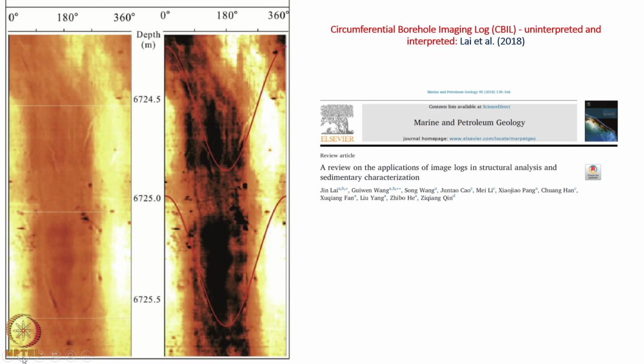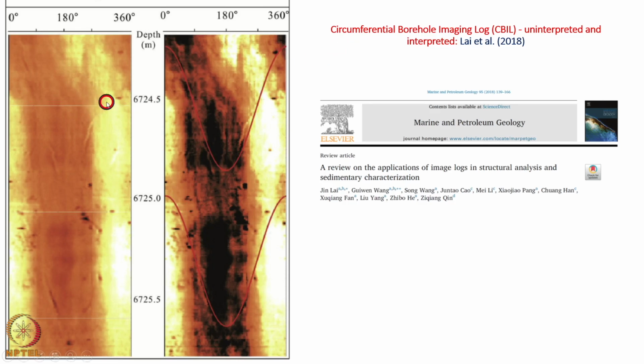Okay. So, here is a real image log being demonstrated. This one is the example of an uninterpreted image, or what we can call the static image, and the right hand side one is an example of the dynamic image. I have taken these examples and the sedimentary facies definition from the research paper by Lai and others from the Marine and Petroleum Geology journal. And here we are in particular demonstrating the circumferential borehole imaging log, or the CBIL.